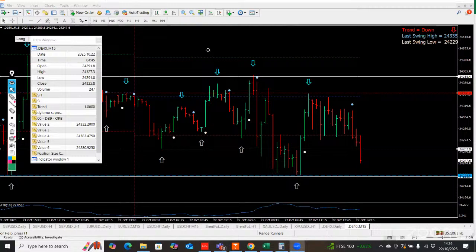And the target would be towards the range, the 80% range. So the 80% range at the moment would be 222.4. So from the high, I'll take that 24360 minus 222. So 24138, okay? 24138 is what we will have that as.